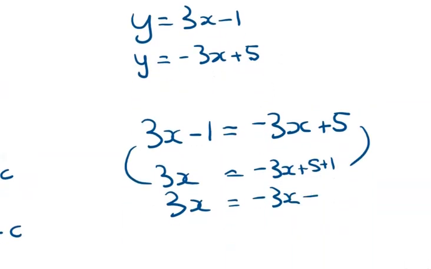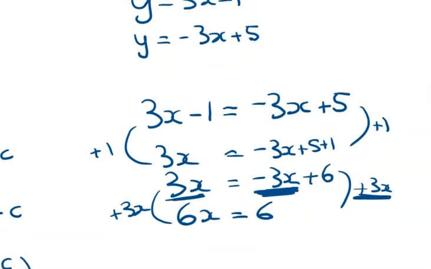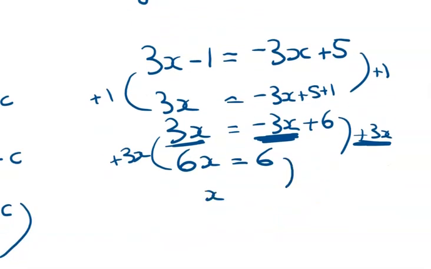3x equals -3x plus 6. Next, I need to combine up all my x terms. So I'm going to add 3x to both sides. So here I've added 1 to both sides. Now I'm going to add 3x. That's going to give me 6x here. But over here, -3x plus 3x gives me 0x. So we get 6x equals 6. And we divide both sides by 6, and we get x is equal to 1.